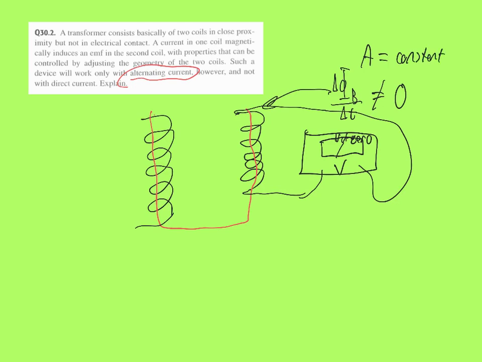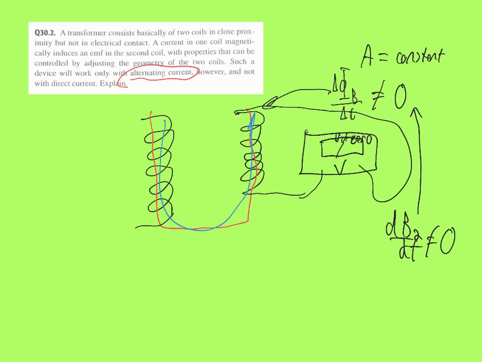So that means that the actual B field in the second coil can't be zero. That's the only thing that can change, that has to change in order for us to have some kind of a reading on that meter. Well, the only way that can happen is if that field that's inside there comes from the field over here.